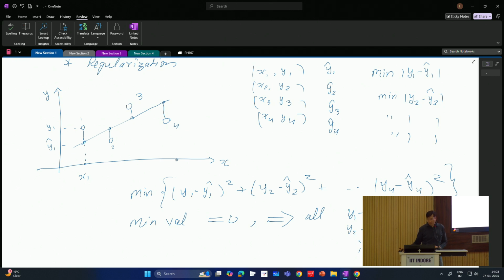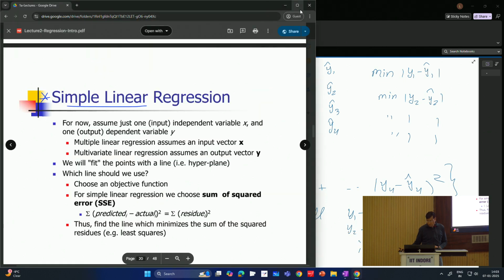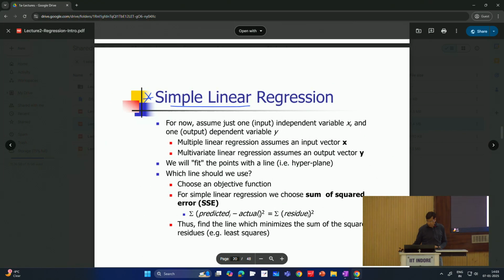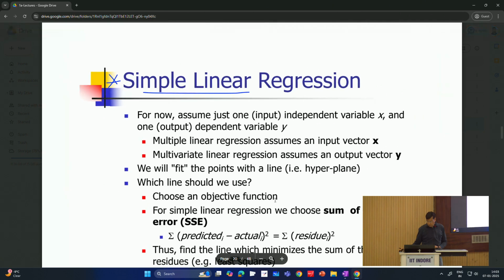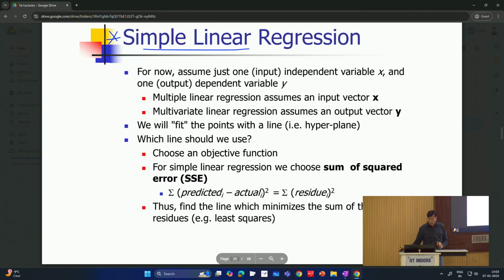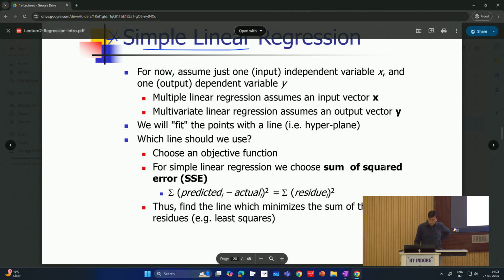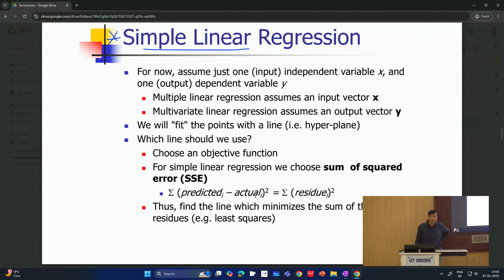So this is what is written in the slide which I just showed. This is what is written here for a simple linear regression. There are many ways of doing this, and this is one of them. This is what we did in the Gauss-Newton method in the optimization course, for those who were there. The sum of squared error, which is predicted minus actual, squared, is called the residue square. This is how we define it.